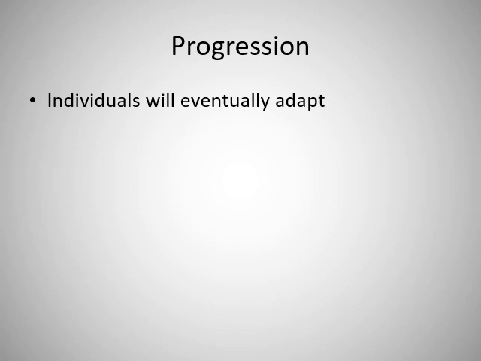Now, one thing people always talk about is progression. So individuals obviously eventually at some point have to start lifting weights that are heavier because, again, once you adapt to a load, if you don't continue to increase that, you're going to start to stagnate. So individuals will eventually adapt. Your textbook talks about the 2 for 2 rule.